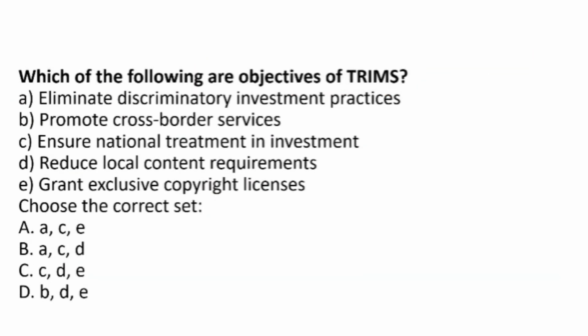Moving to the next question now, which is related to the TRIMS. Which of the following are objectives of TRIMS? A. Eliminate discriminatory investment practices. B. Promote cross-border services. C. Ensure national treatment in investment. D. Reduce local content requirements. And E. Grant exclusive copyright licenses. Options are there on your screen. You can give your answer in the comment box.